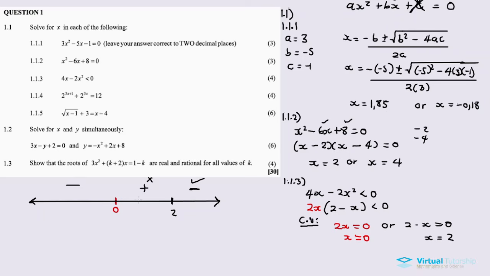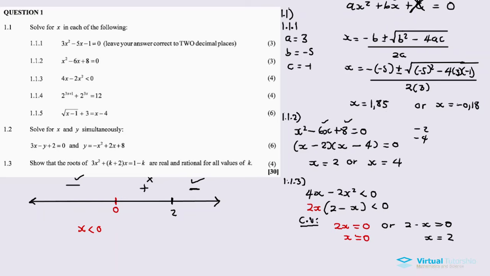So where are our answers? Look at our answers: we want the x values that, when substituted, make the answer of this expression negative, because the expression is less than 0. So therefore whenever x is less than 0, we get a negative answer, which is correct.